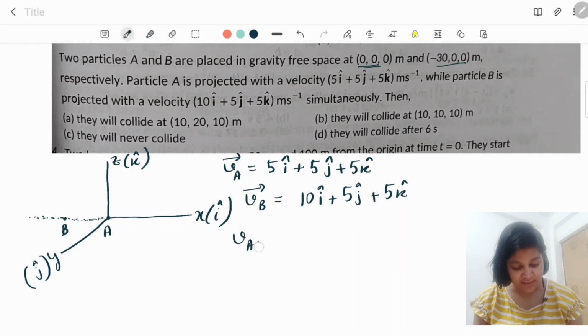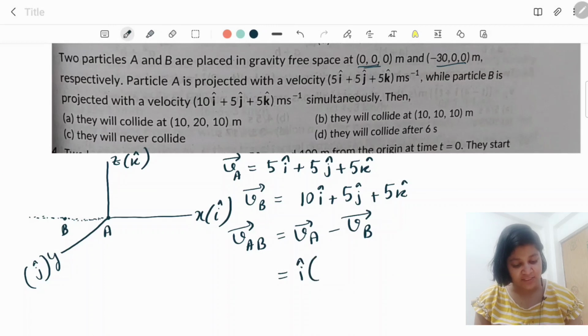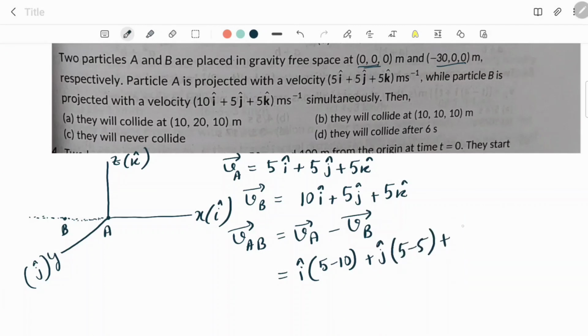So let us find out the relative velocity of A with respect to the velocity of B, which is defined as VAB, that is written as the velocity of A minus the velocity of B. And when we are subtracting two vectors, we will subtract the components of each vector separately. So for the i cap coordinate along the x-axis, we will subtract the two components. Then we will do the same for the components along the y-axis and the z-axis. So this becomes 0 obviously. So we are left with minus 5 i cap.